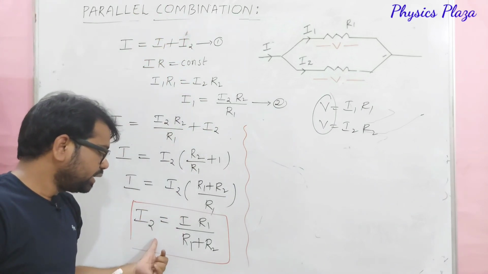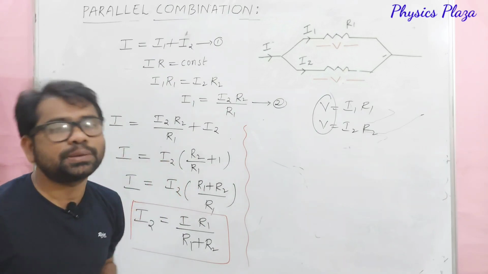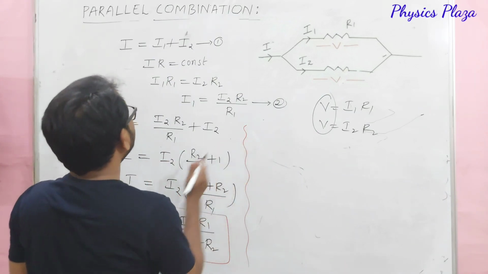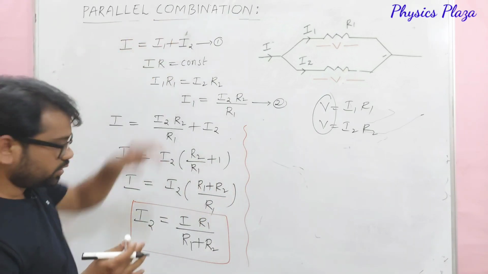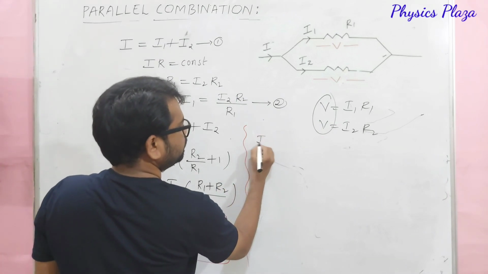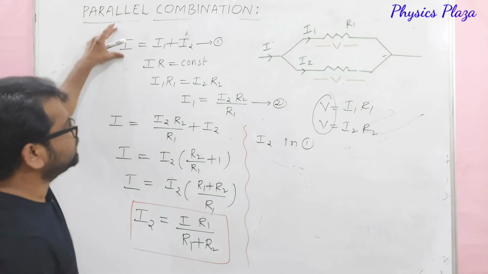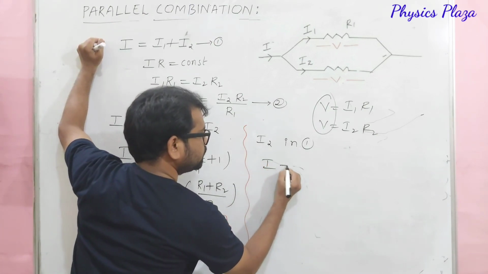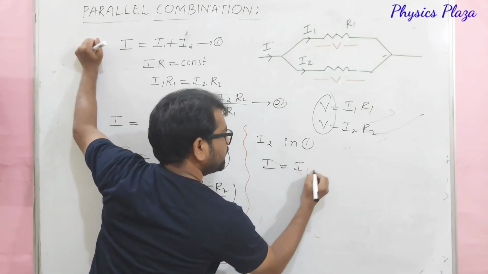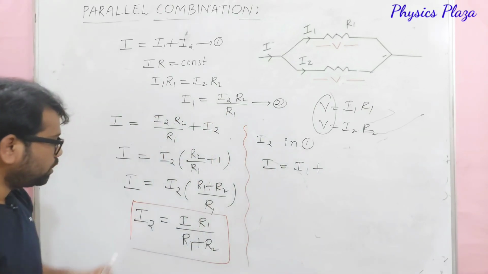Then you will get an equation for I1. If not, in a simple way we can do it like this also. We know that I is equal to I1 plus I2, right? You put the I2 value in equation 1, then you will get I = I1 + I2, where I2 is given as I into R1 by R1 plus R2.